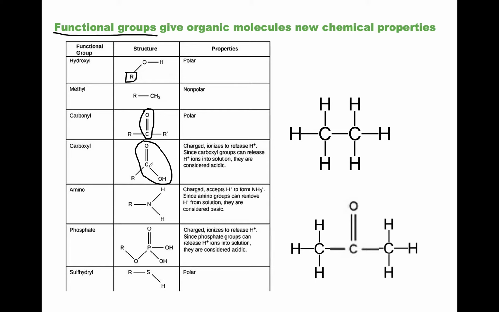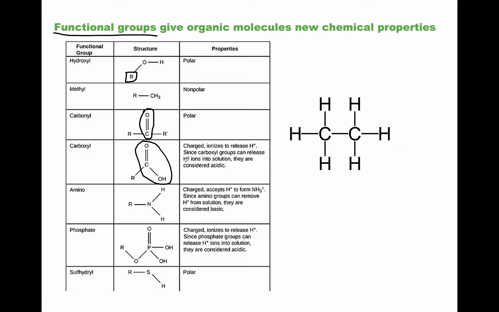Because as soon as you put a molecule that has a carboxyl functional group in it, this hydrogen comes off. So this functional group ionizes in aqueous solutions and releases positively charged hydrogen ions. And since they can release hydrogen ions, they are considered acidic. So when you add this functional group to a carbon-based molecule, not only do you make it polar, but you also add acidic properties to that molecule.